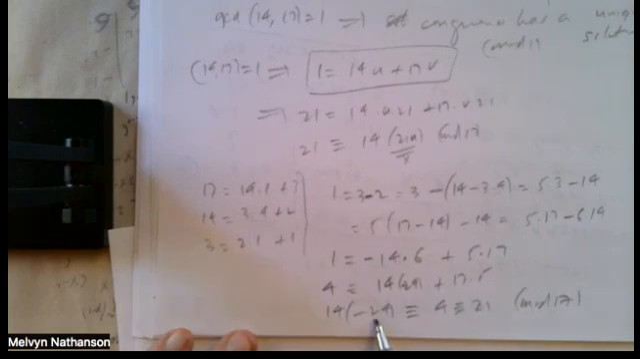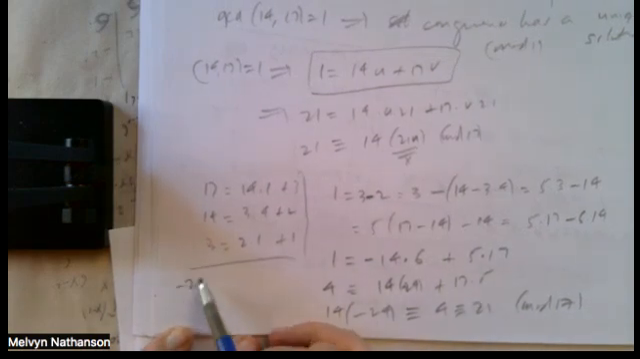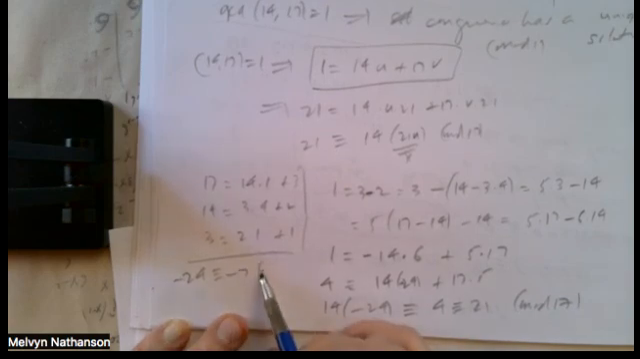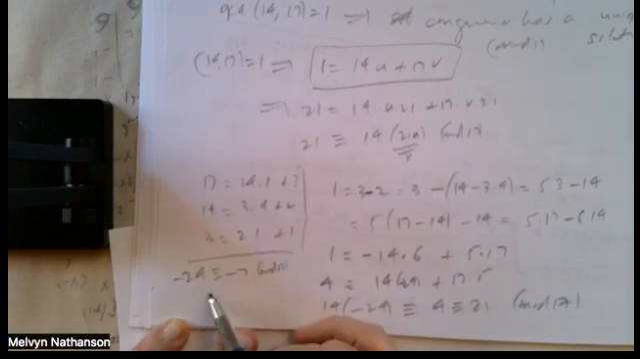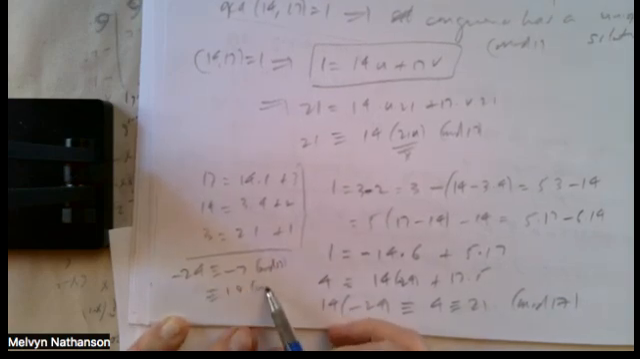So one solution is x is minus 24. Of course, minus 24 is congruent to minus 7 mod 17, which is congruent to 10 mod 17. So another solution, let me just write it over here, would be 14 times 10 is congruent to 21 mod 17.